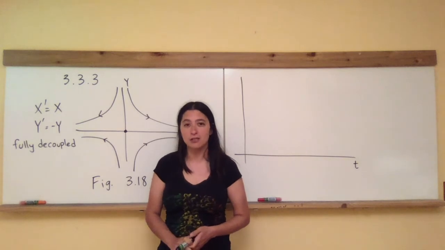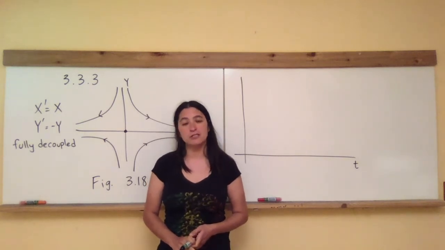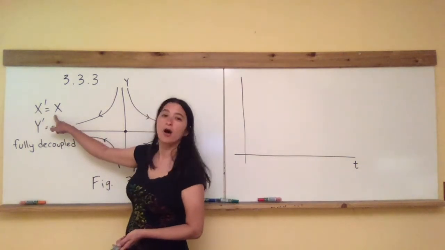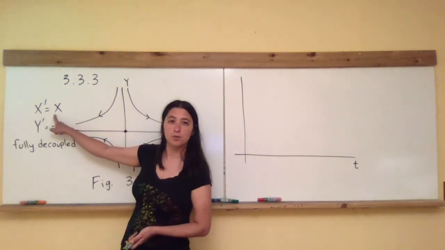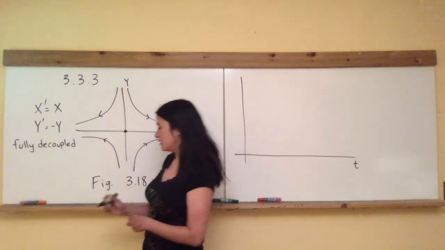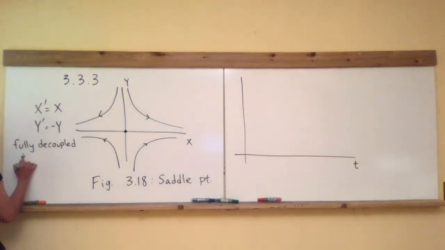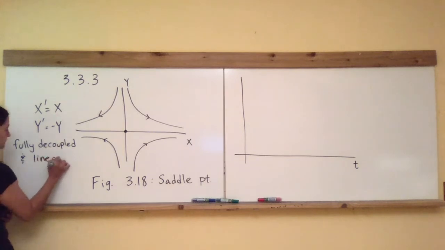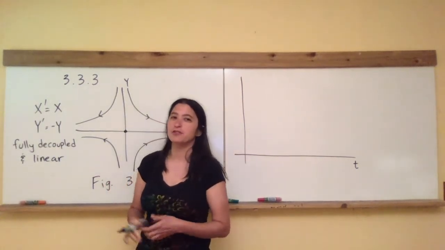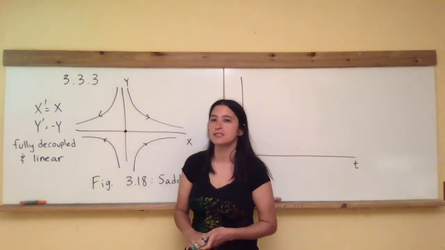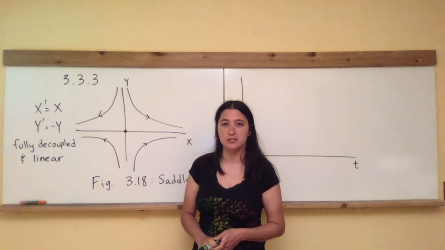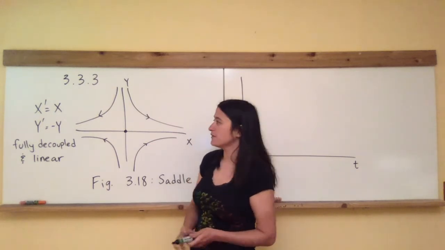Remember that linear equations, when we talk about differential equations, means that it's of the form x prime equals rx. And here the r is equal to 1, and here the r is equal to negative 1. So not only are they fully decoupled, they're also linear in nature, and that makes them really special. That lets us state the full solutions, which is not usual for general systems of equations. But for these ones, we can solve the equations.